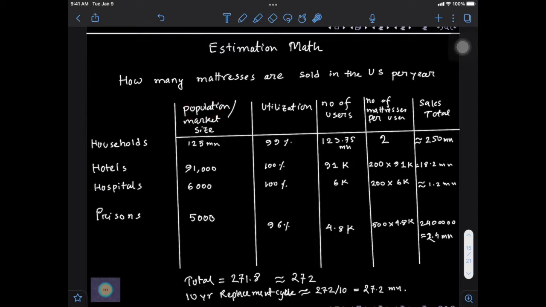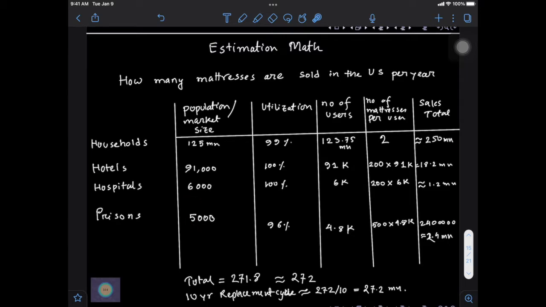So in the US, let's take a look at the size of the market. We know it's around 125 million households. This is not population, this is the number of households, just an estimate. These are numbers that I have looked up on the internet and then rounded. But when solving it in an interview where we don't know the precise answers, we can estimate these numbers and take an educated guess. So in this case, I'll take 125 million US households, 91,000 hotels, 6,000 hospitals, and 5,000 prisons.